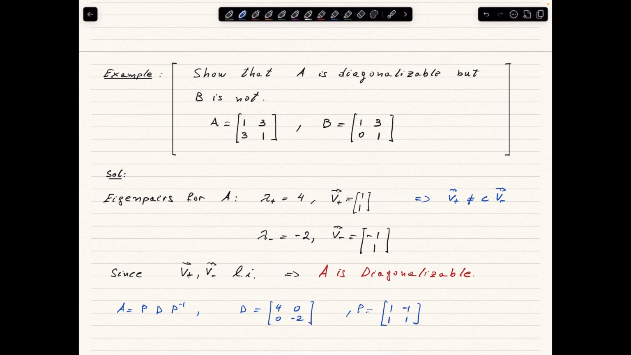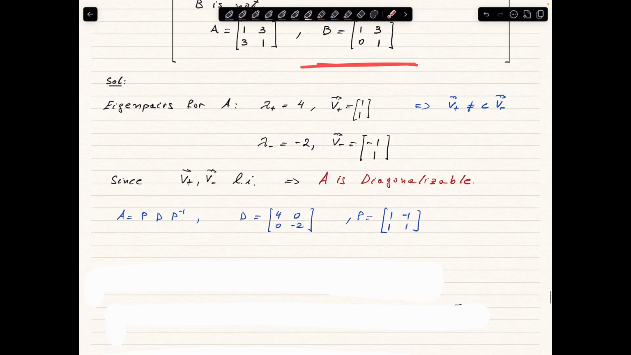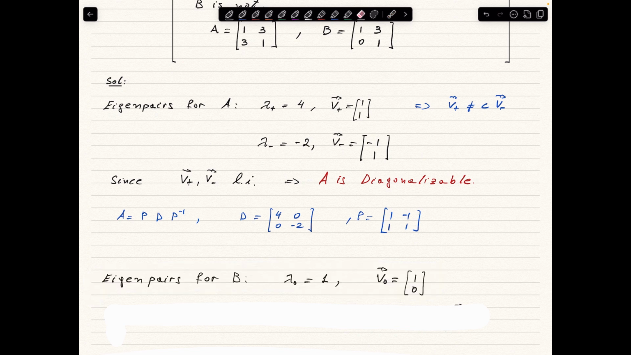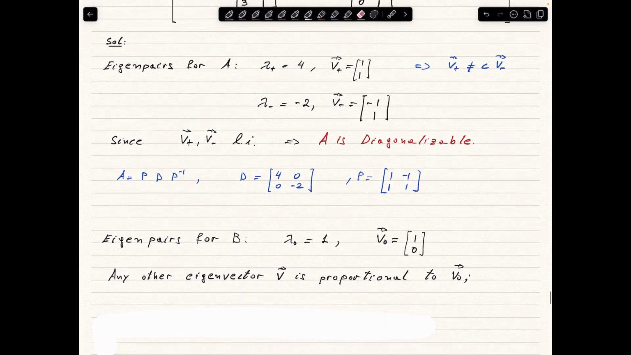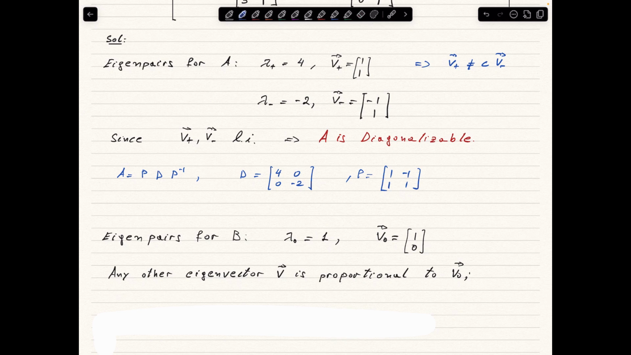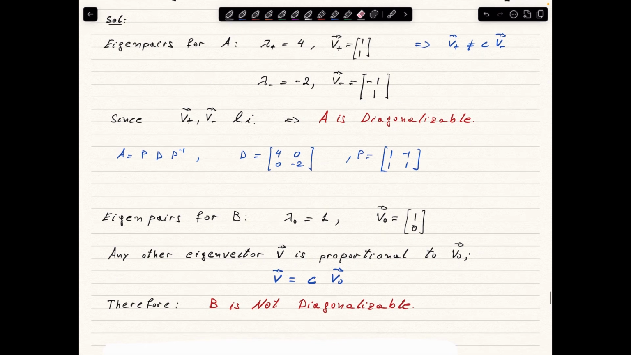Okay, we know that. What about this matrix here? Well, when we compute the eigenvalues and eigenvectors of that matrix, you're going to see that it has only one eigenvalue, and then all the eigenvectors are proportional to the vector v0, which is 1, 0. So any other eigenvector has to be proportional to v0. In that case, matrix B is not diagonalizable.